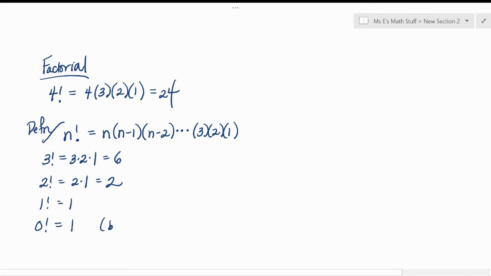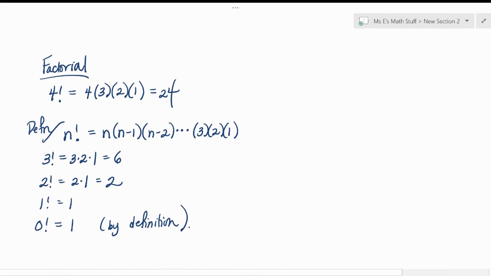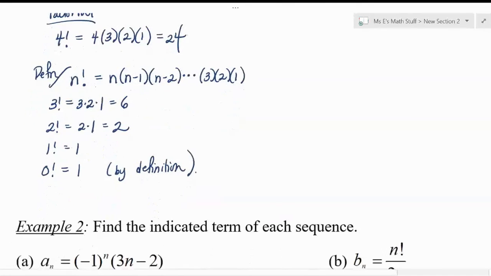So I'm just going to put a note there. By definition. Also known as because we said so, or because we needed it to be that way. And math breaks if we don't have 0 factorial equal 1. Anyway, so there you go.